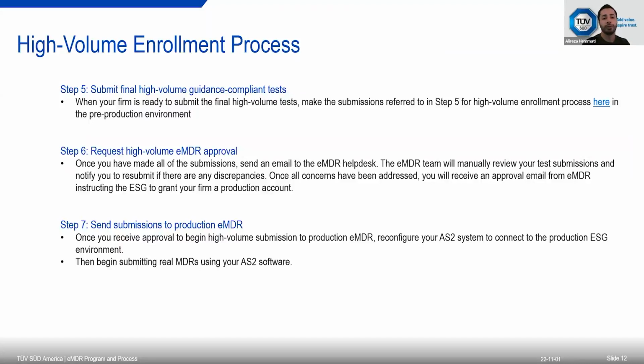You request high volume eMDR approval. Here you will need to send an email to eMDR help desk. They will manually review your test submissions and notify you to resubmit if there are any discrepancies. Once all the issues and concerns are addressed, you will receive the approval email. And then you start using your submission platform for batched or individual cases.